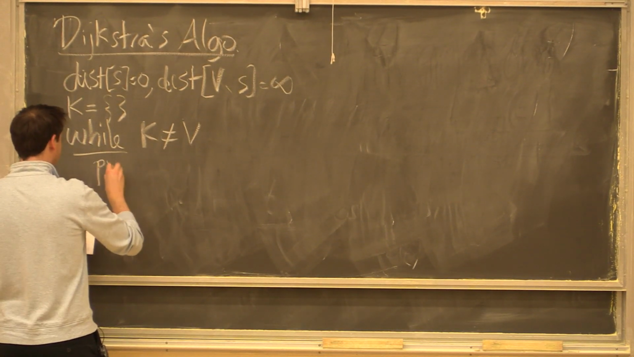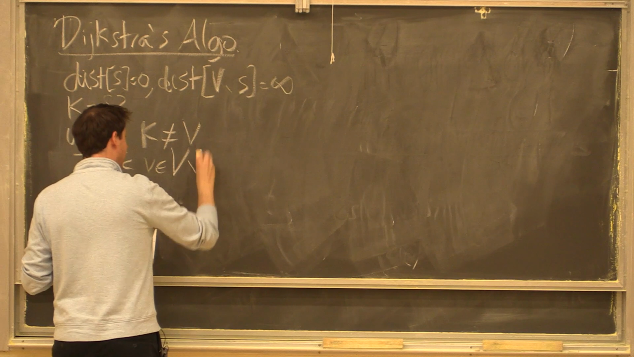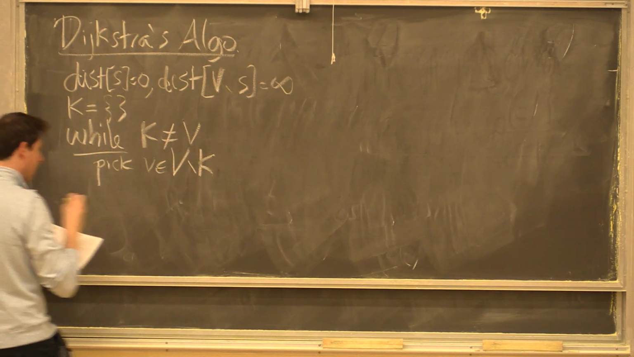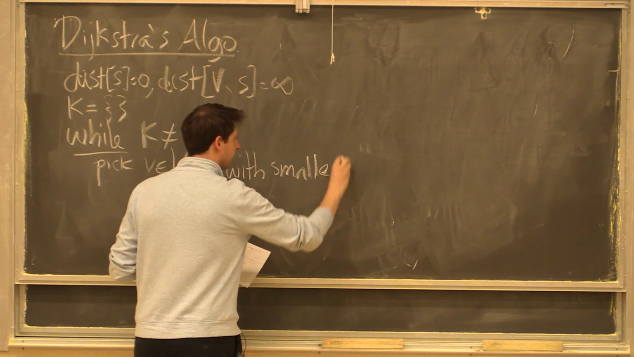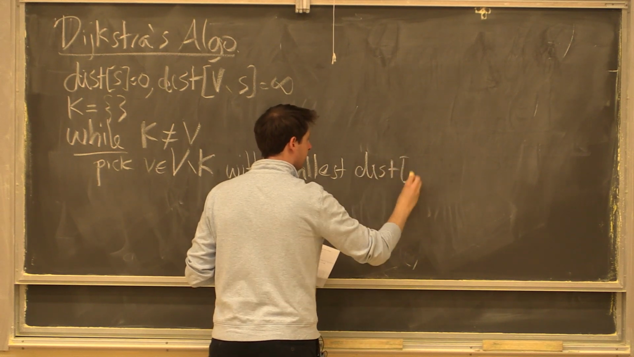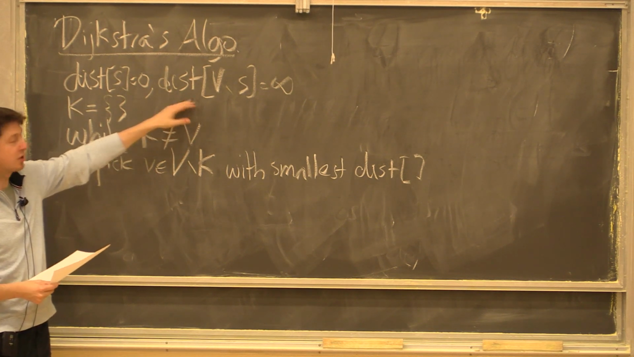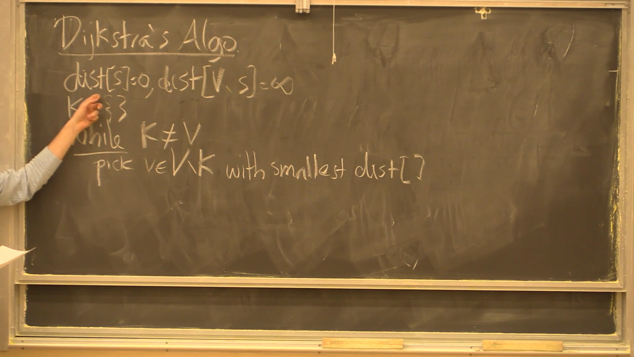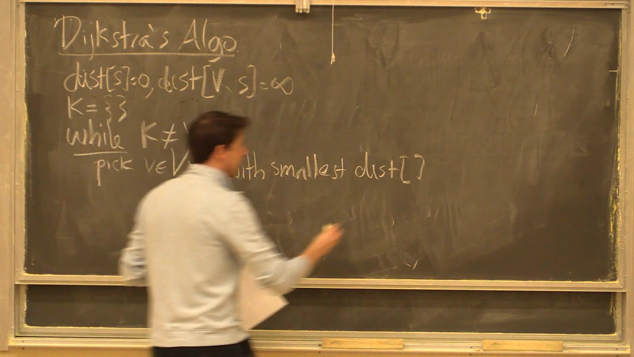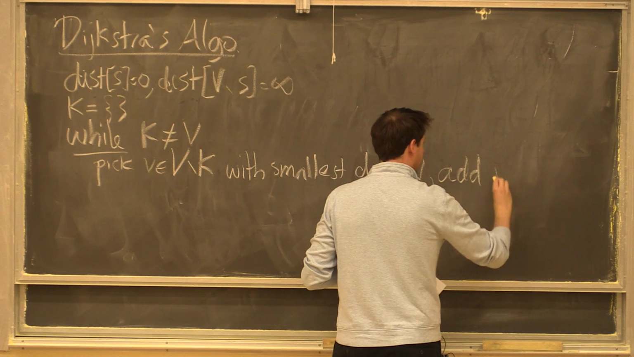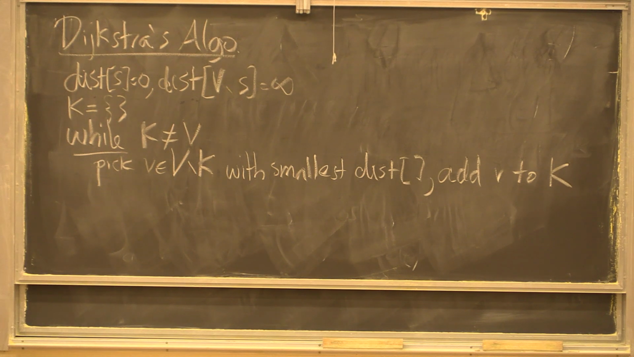We're going to pick some vertex V outside, with smallest estimate. Notice that the first time we are running this algorithm, all of the estimates are infinity, so we'll definitely pick S, because 0 is less than infinity. And then we're going to add V to K. So this is the one that we picked and we put in, right?